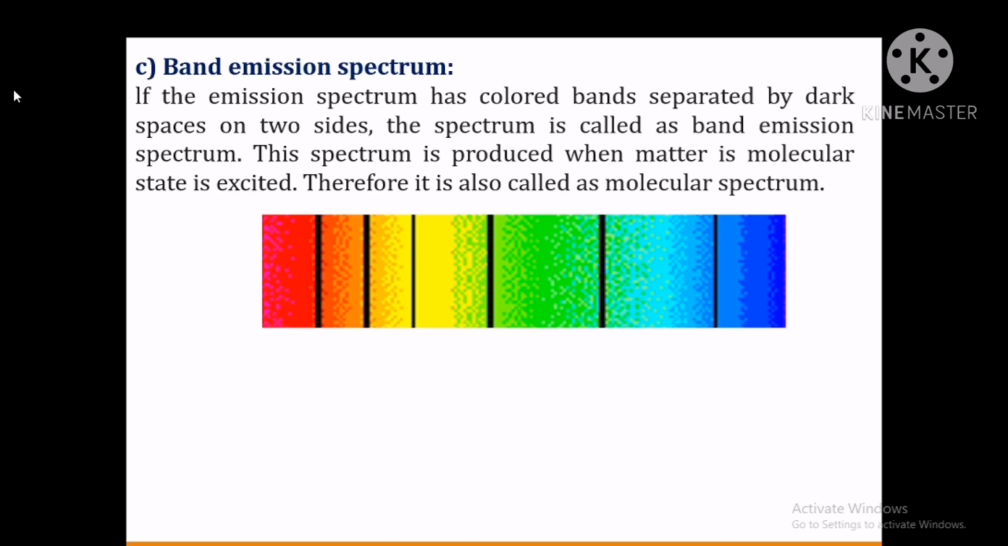And the third one is the band emission spectrum. If the emission spectrum has colored bands separated by dark spaces, the spectrum is called band spectrum. This spectrum is produced when matter in the molecular state is excited. Therefore, it is also called molecular spectrum. So molecular spectrum is always a band emission spectrum. This is all about the emission spectra.